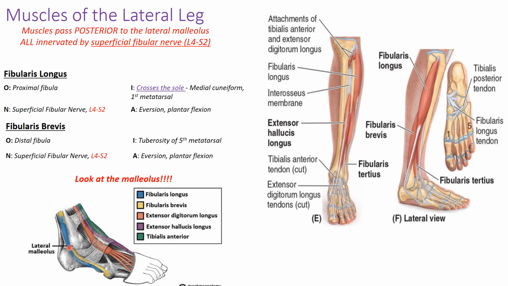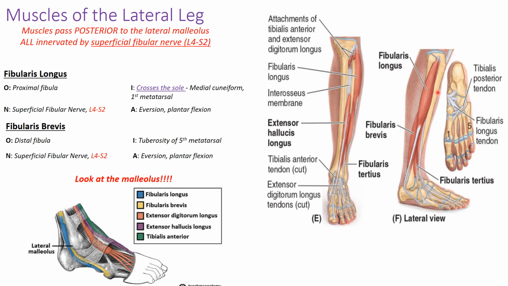You have the fibularis longus and fibularis brevis. Look at the malleolus. I'll say this over and over again, but that's so important when you're identifying these muscles in lab. So the fibularis longus is going to originate from the proximal part of the fibula, and it's going to come down, and it's actually crossing the sole. You can see that here.